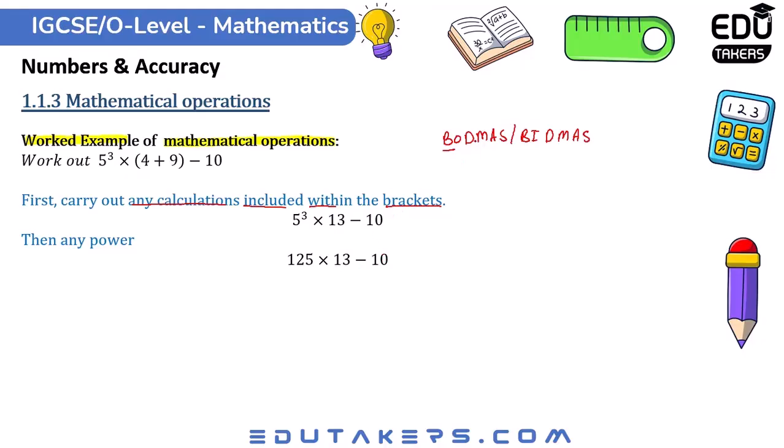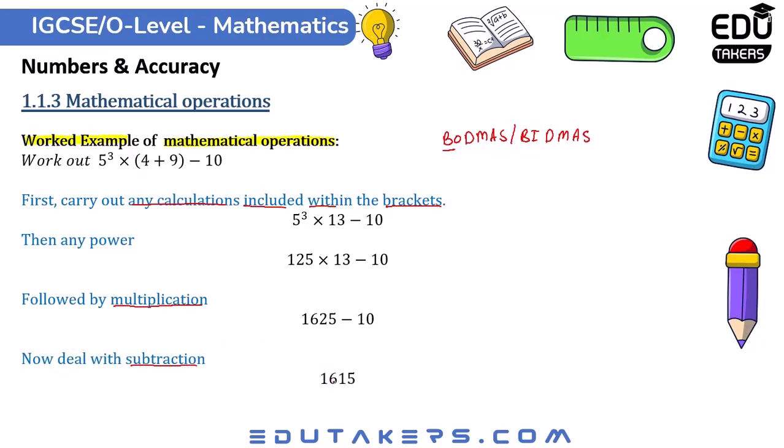And after that, followed by multiplication. So we will now multiply 125 by 13, which is 1625 minus 10. Now we are left with only one operation, which is minus. So now deal with subtraction. This will be 1615.